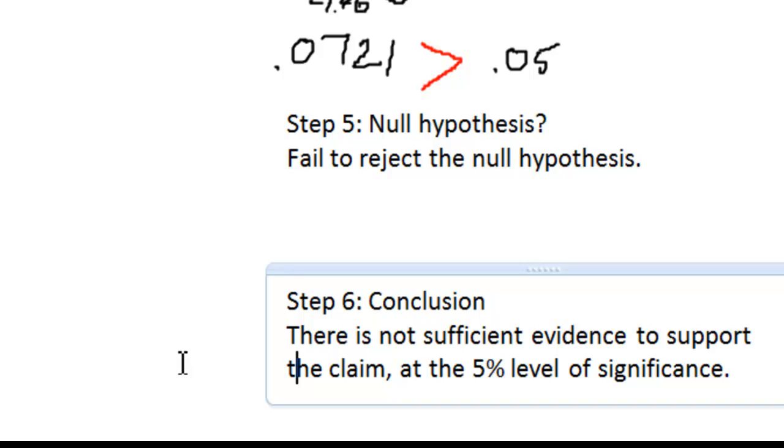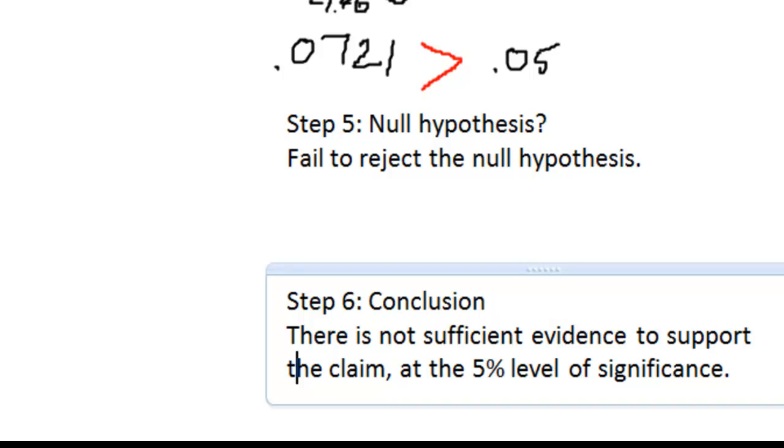There's enough evidence to support it or not to support it, and I have to be specific and identify at what level of significance. So in this case, there is not sufficient evidence to support the claim at the 5% level of significance. That's how p-value hypothesis testing works. You're going to compare the p-value, which is the area of the tail, or tails if it was two-tailed, based off of the test statistic. Really important. We're going to compare that to alpha, and if it's high, the null must fly.